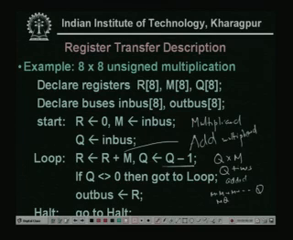So, mainly the normal concept of our multiplication is that if q not equal to 0, then go to loop, and that means q times m should be added and the result will be kept in R, and then R to out bus, that means the result is transferred to the out bus and halt. So, this is the sequence of micro instructions for the program of an 8 by 8 unsigned multiplication.